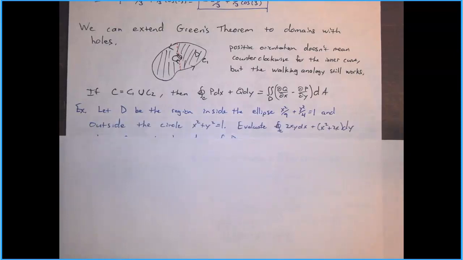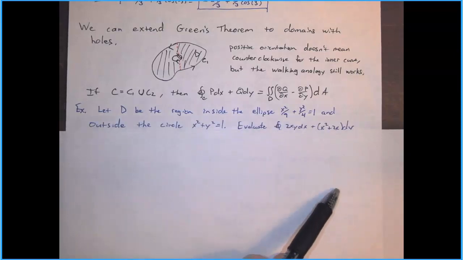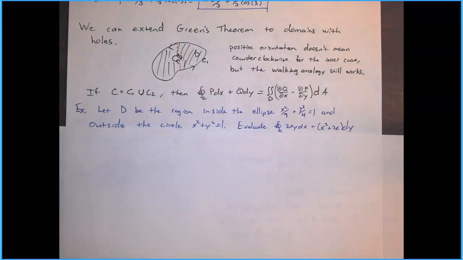So let's do an example. Let D be the region inside the ellipse x squared over 9 plus y squared over 4 equals 1, and outside the circle x squared plus y squared equals 1. Evaluate this line integral where the curve is, well, I think I've still got it covered up. The curve is the boundary of the domain, and it needs to have a positive orientation. So I've gone ahead and drawn this.